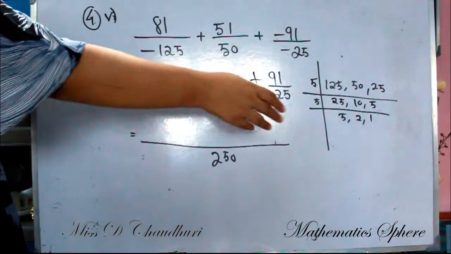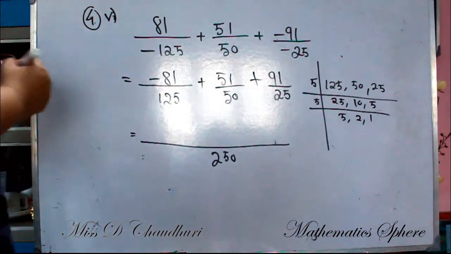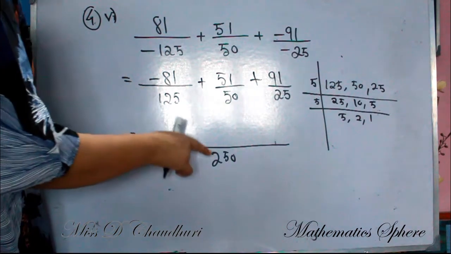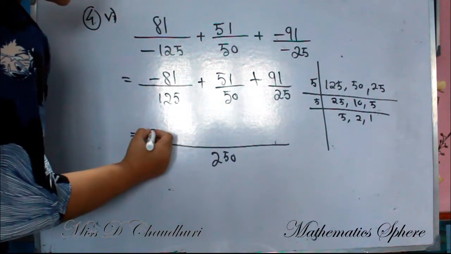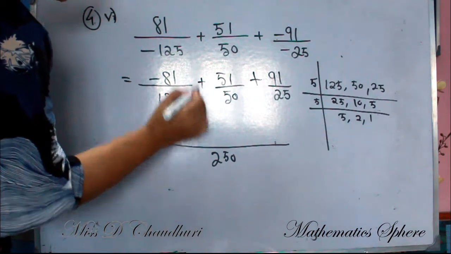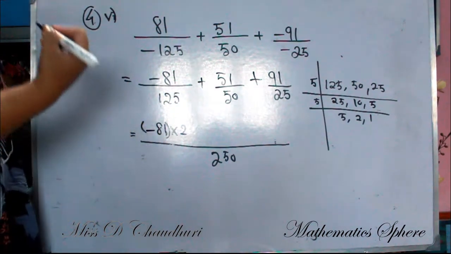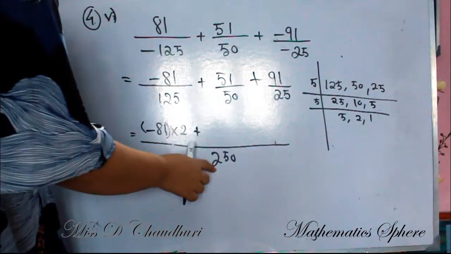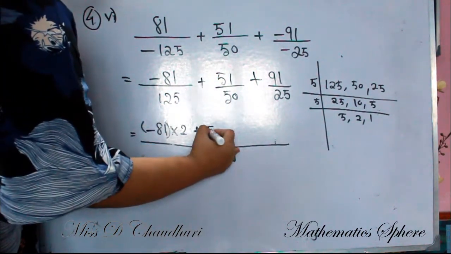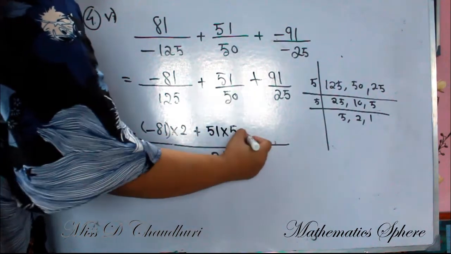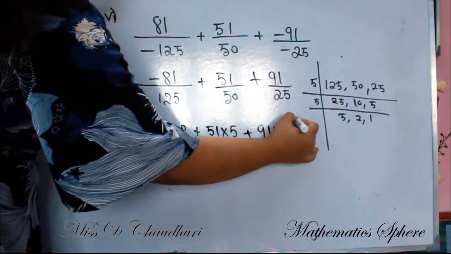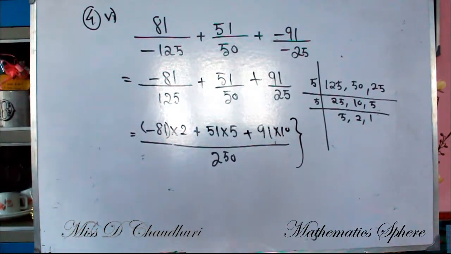Okay, you show the LCM on the right side, that will be better. Now see, now we will have to adjust the numerators. So 125 2s are 250. So ultimately this will be 81 into 2 minus 81 into 2. Very careful. Plus 50 into 5 is 250. So this one will be 51 into 5. Plus this is into 10. So 91 into 10. Again I am saying you can skip this step if possible.